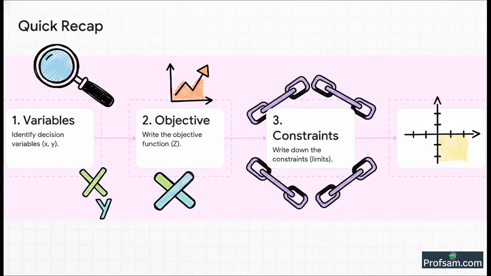So let's do a super quick recap. For any LPP formulation, just follow these 4 easy steps. 1. Identify your decision variables. What are your x and y? 2. Write down your objective function, z. What's your main goal? To maximize or minimize? 3. Write out all the constraints based on the limits given in the problem. And 4, the easiest one to forget, add the non-negative restrictions.